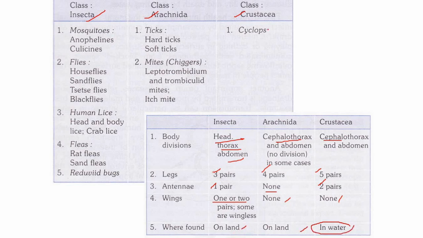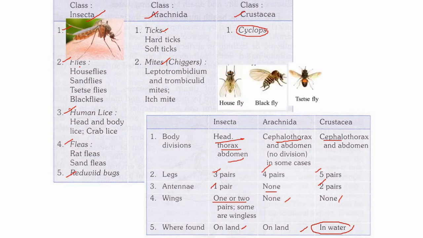So these are all the groups of arthropods which are of medical importance. Cyclops, ticks and mites are under Arachnida and Crustacea; mosquitoes, flies, lice, fleas and redweed bugs are among Insecta. Here we have mosquitoes, which we all know, and the majority of the presentation will discuss mosquitoes. These are all flies. The notable ones are the housefly, blackfly and tsetse fly. The housefly is a mechanical vector for many fecal-orally transmitted diseases. Blackfly transmits onchocerciasis, and tsetse fly transmits sleeping sickness.